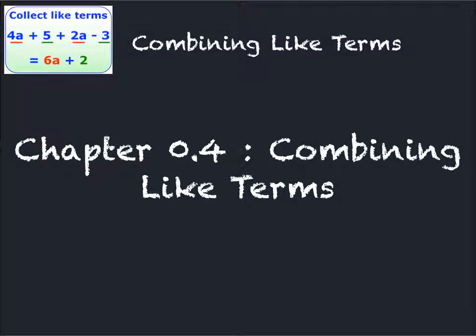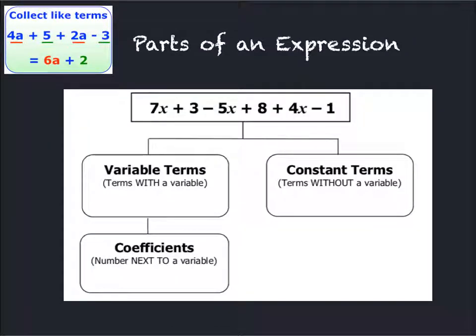All right, let's talk about combining like terms. Before we get into the actual process of combining like terms, let's talk about the parts of an expression. This right here we call an algebraic expression. An algebraic expression is an expression that contains variables. And if we look at this expression, we have various terms that have variables.